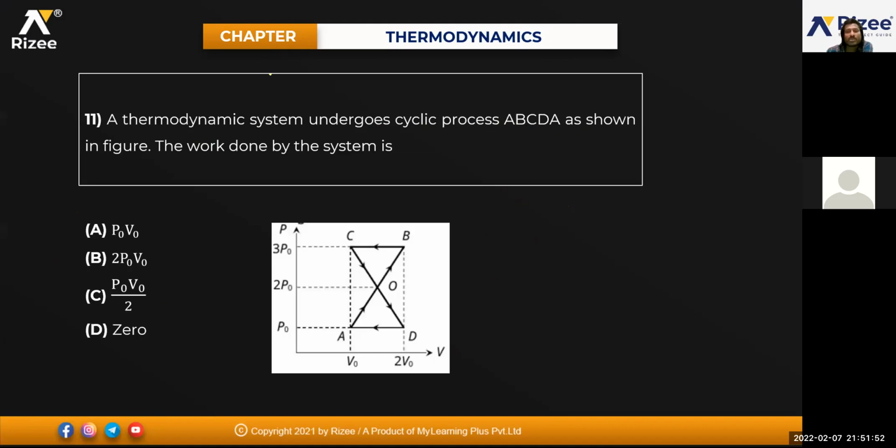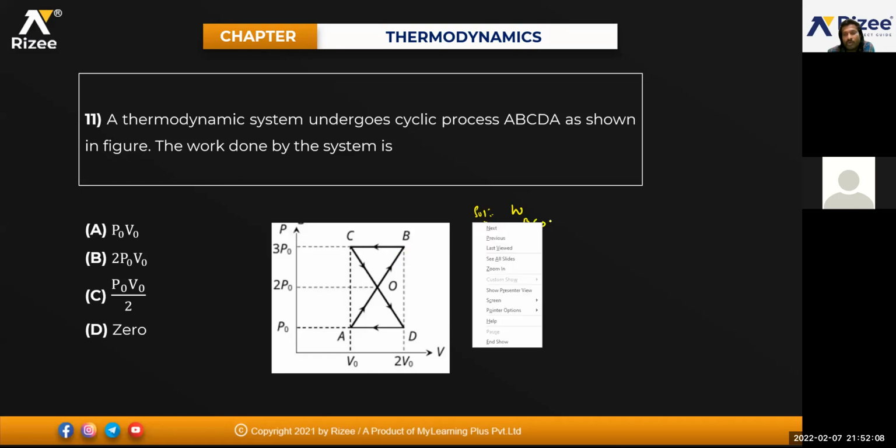The work done by this process will be equal to how much? Can anyone do this one better? See, a direct question right now. Cyclic process, work done from B to C, C to O and O to B, if I'm writing from this relation, will be equal to how much for this one? Volume is decreasing better. From B to C, volume is decreasing. So obviously your answer will be negative.